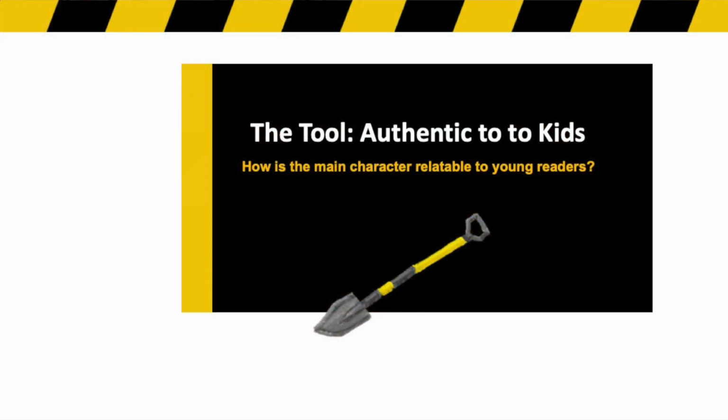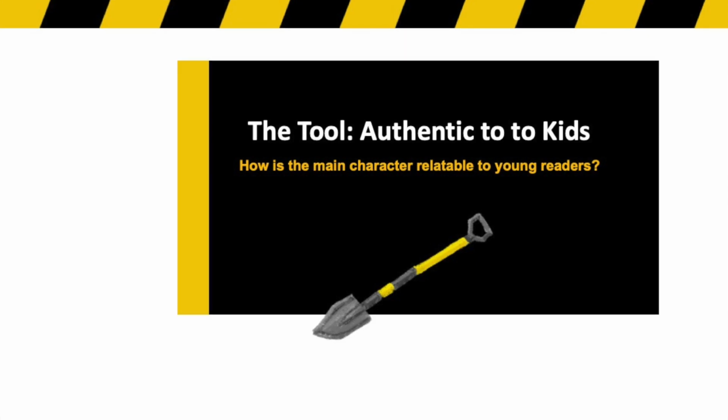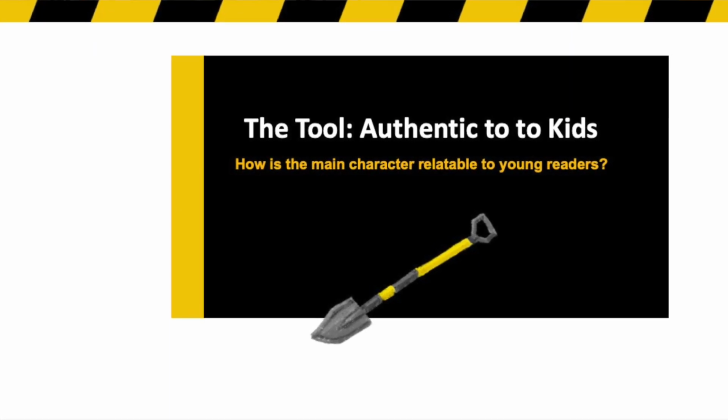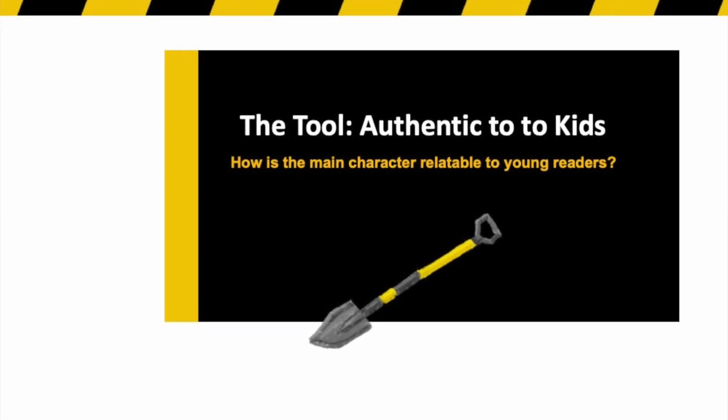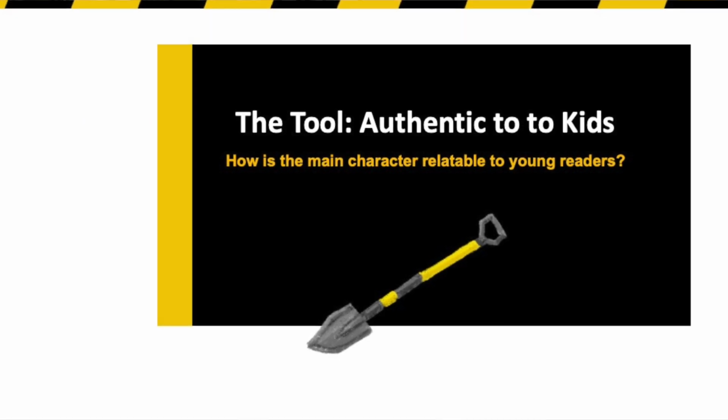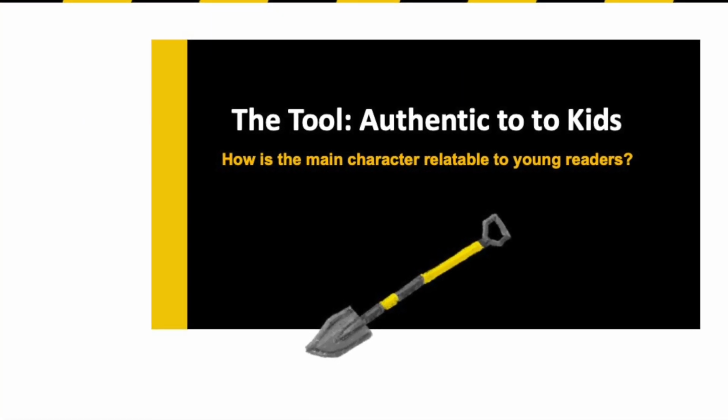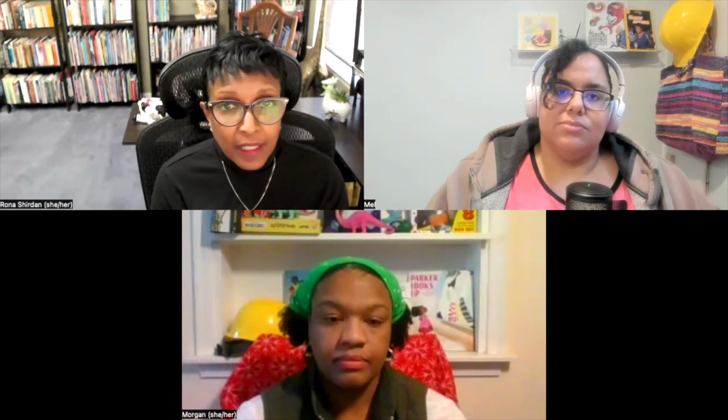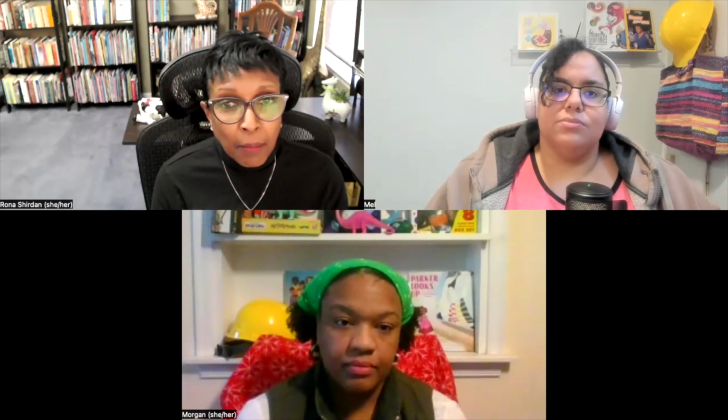Our third and final tool for today that we'll touch on is authentic to kids. When a book is authentic to kids, it means the kids can see themselves or their life experiences expressed in the personalities, language, culture, and situations the characters find themselves in. This establishes a connection between the child and the story's characters, boosting engagement and making it a more enjoyable read.